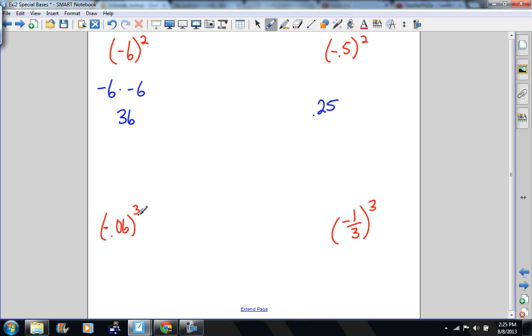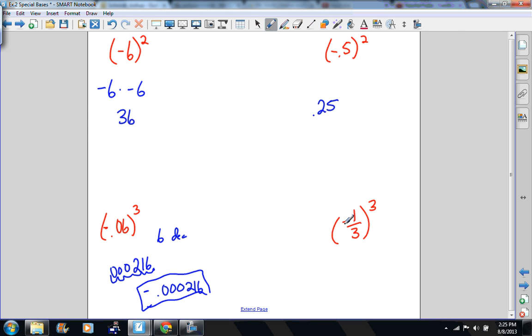-0.06 cubed. Now, there's a couple things here. First of all, it's a negative times a negative times a negative, so our answer will be negative. There are two decimal places here, cubed. 2 plus 2 plus 2 is 6 decimal places. 6 cubed will be 216. So 216, 6 decimal places, 1, 2, 3, 4, 5, 6. So we have 0.0000216 with a negative in the front.